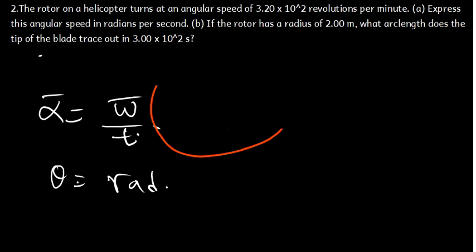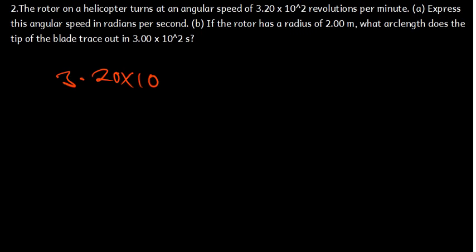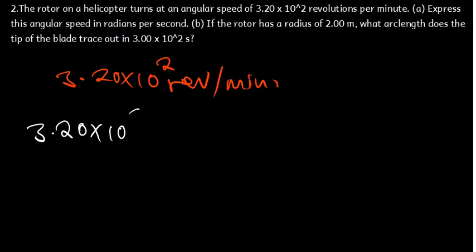So our question is saying we have to convert that angular speed, which is in revolutions per minute, to rad per second. So we have 3.20 times 10 raised to the power 2 revolutions per minute. What we have to do here is this is the same as 3.20 times 10 raised to the power 2 revolutions divided by 1 minute.